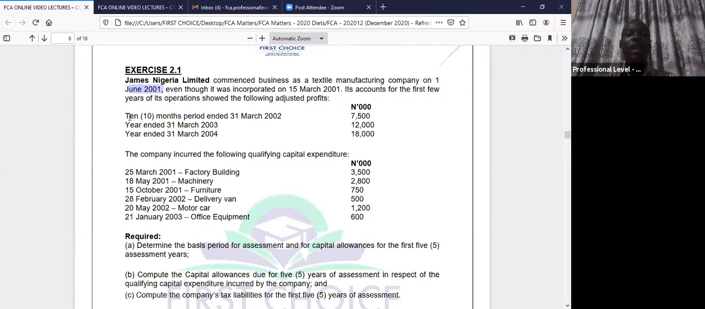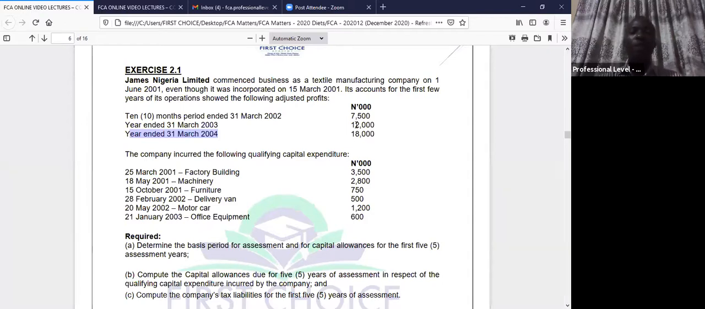Now, if you see here, 10 months period ended March 31st, 2002. That means this is a period ended, not year ended. You see, it's not a full 12 months. Year ended 31st March 2003. Year ended 31st March 2004. Now, for the moment, I am not keenly interested in the figures. The figures will sort themselves out. I am keenly interested in showing you the basis period.